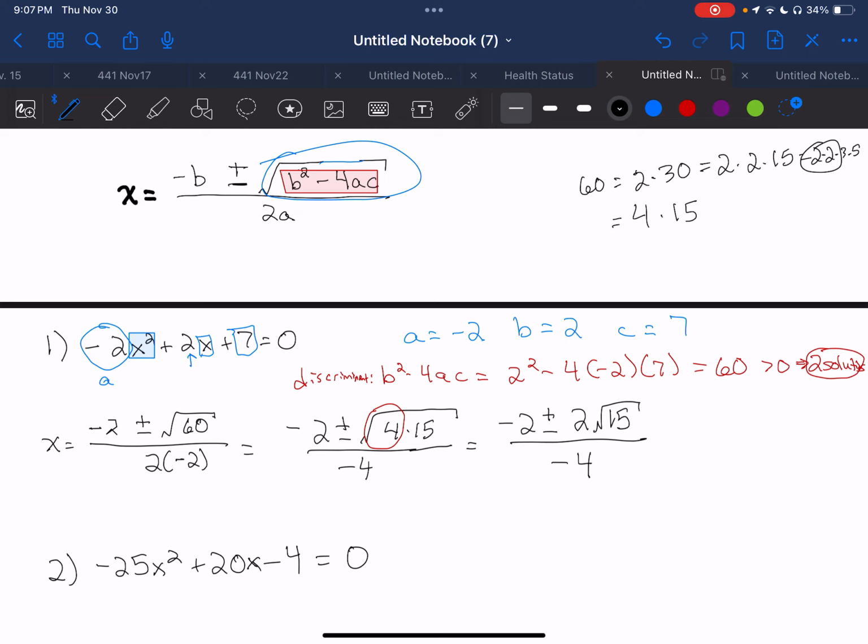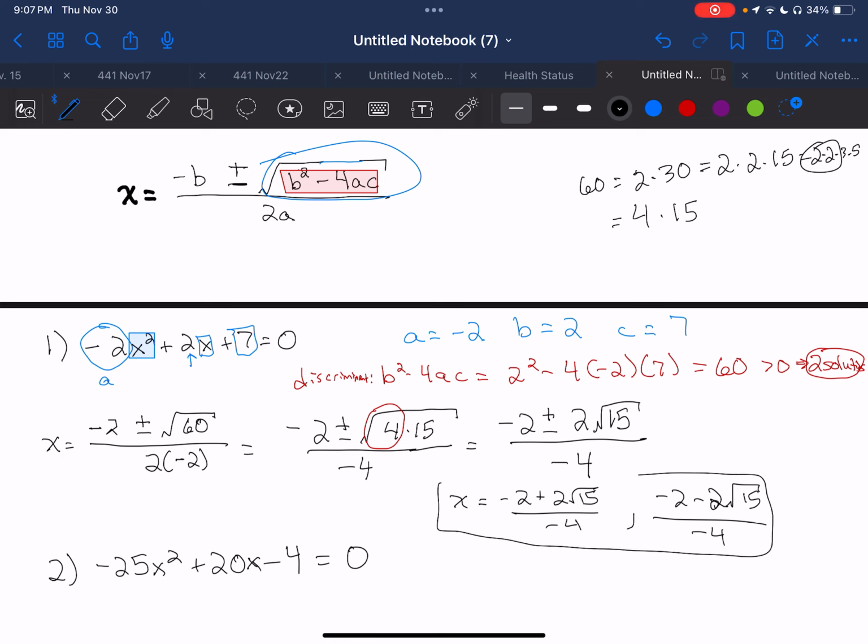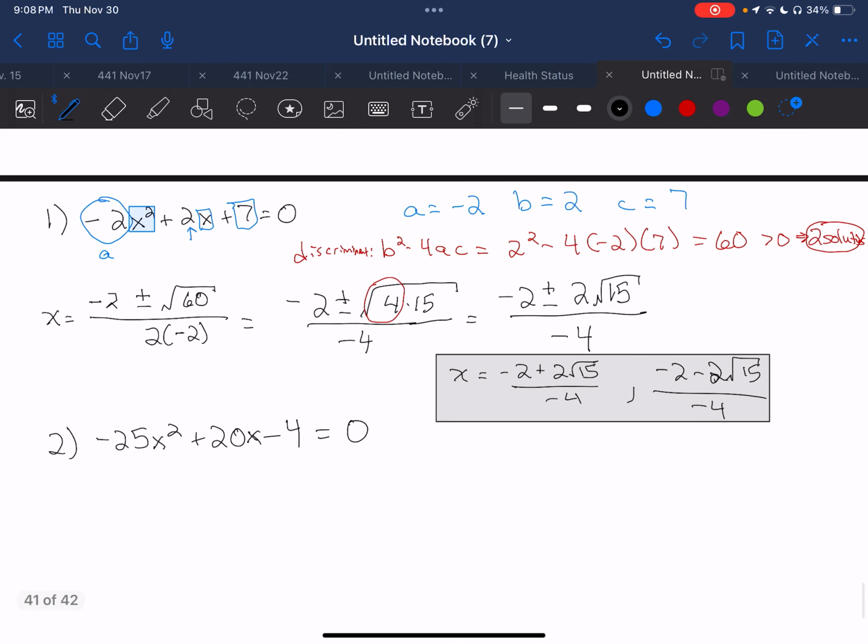And you'll enter this as the two solutions, one for the plus, one for the minus. So a little bit of help in keyboarding. X will equal negative 2 plus 2 root 15 over negative 4, comma, negative 2 minus 2 root 15 over negative 4. And that's your two solutions. Those are the coordinates where that parabola crosses the x-axis. Okay, a couple more examples.